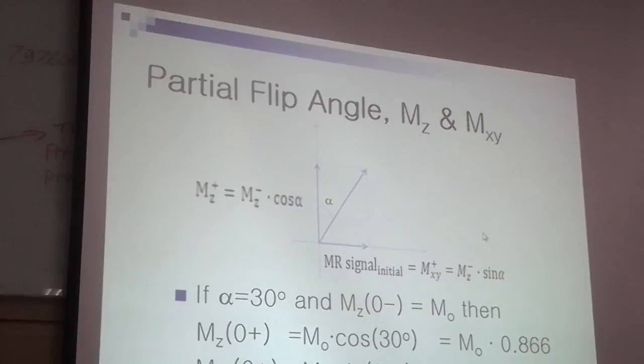Excuse me, sir, for the value of M0, normally how can we get this value? M0 is the equilibrium magnetization, or the net magnetization, the vector sum of individual nuclear magnetic moments. This is already fixed for the tissues.